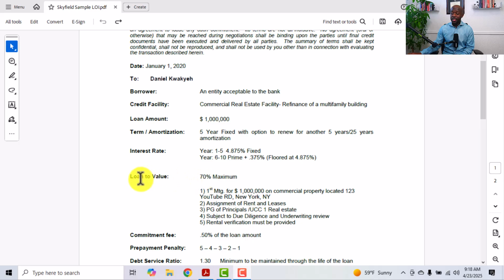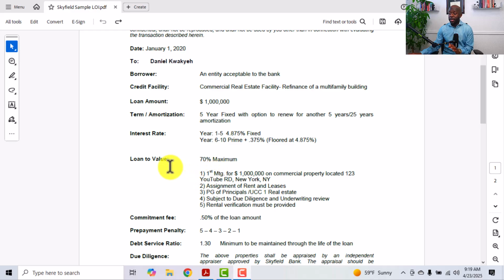Underneath that, you have the loan to value, another term that we spoke about earlier. So the maximum loan to value for this loan is going to be 70%. Now, when you're going to get this refinance loan, the property is going to have to get appraised, of course, and the lender is going to say, hey, we're going to lend you guys up to 70% of the appraised amount.